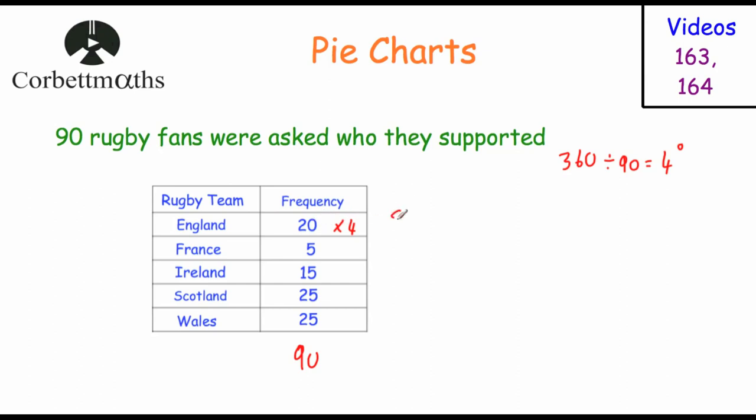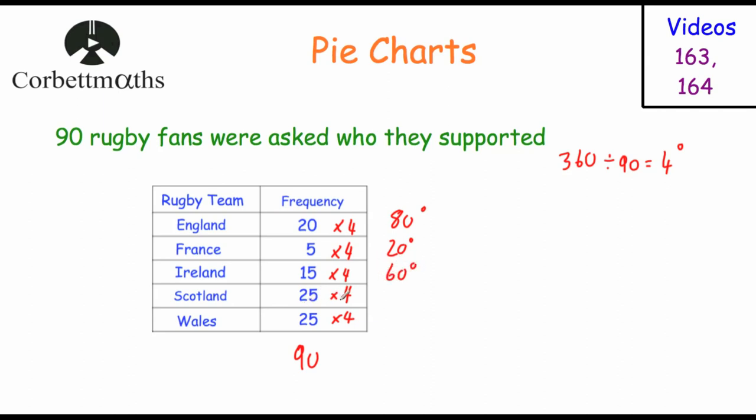20 times 4 is equal to 80. So the angle we're going to draw for England fans would be 80 degrees. Next, we're going to multiply 5 by 4, and we're going to multiply all these numbers by 4 because each person gets 4 degrees. So 5 times 4 is 20 degrees, so we'll draw 20 degrees for the French fans. 15 times 4 is 60 degrees for the Irish fans.